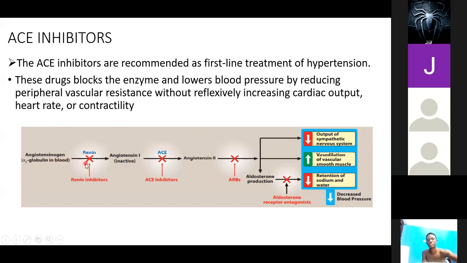So here we have the angiotensinogen, and we have renin converting this angiotensinogen to angiotensin 1, and we have ACE. For the renin inhibitors, remember I mentioned the drug. With the ACE inhibitors, there are also drugs for that. With the ARBs, there are also drugs. With aldosterone, the conversion of angiotensin 2 to aldosterone, there is also an aldosterone receptor antagonist to block that activity. And when that happens, there is reduced retention of sodium and water. There is also vasodilation of vascular smooth muscle, and also reduced output of the sympathetic nervous system. And overall, together, it helps reduce blood pressure.